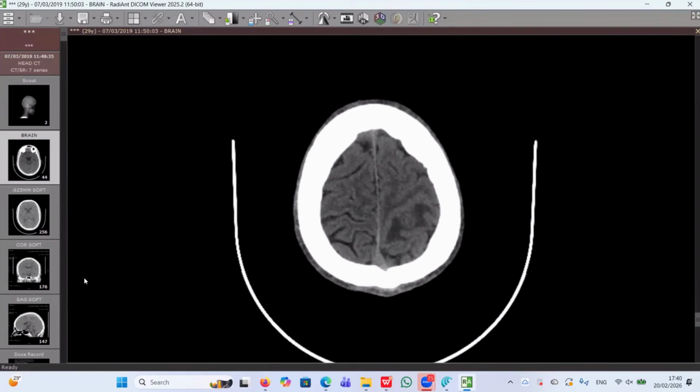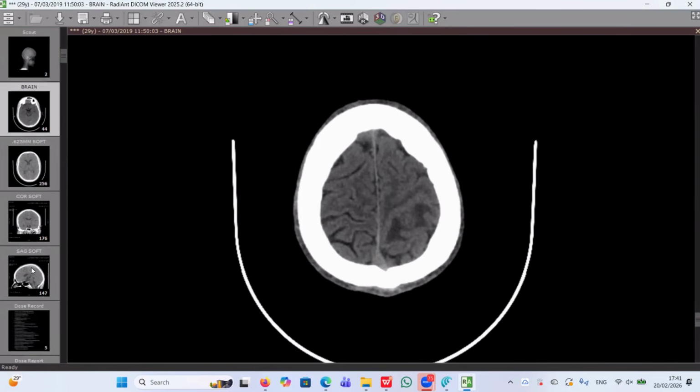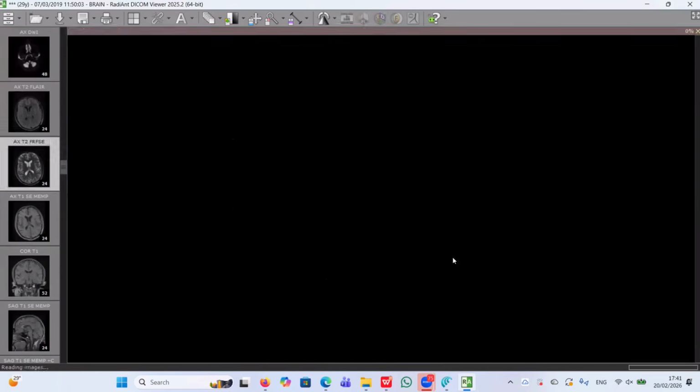So what's your differential diagnosis in this case, before going to the post-contrast study? Maybe it's metastasis. You're right. What else? I will see the contrast to narrow the differential. I will give you the MRI.